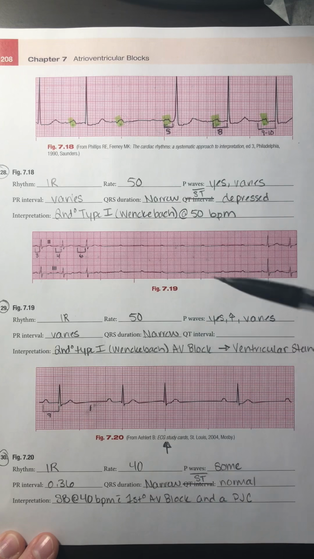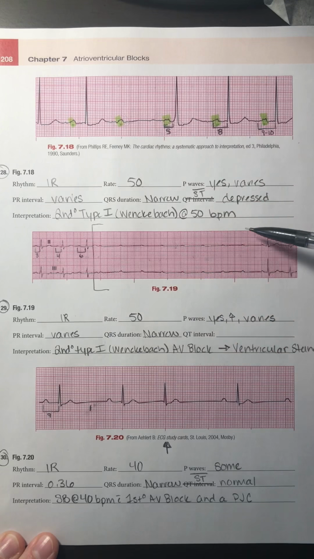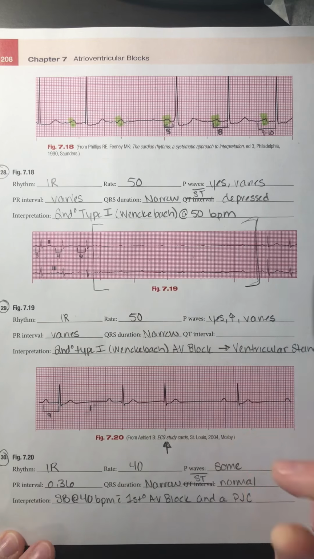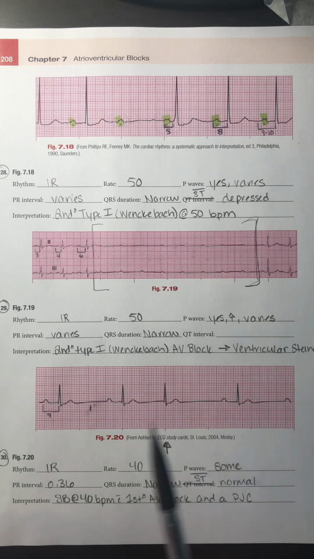It transitions into something called a ventricular standstill. So from here to here, we have no ventricular conduction at all. So we call it a ventricular standstill, meaning my ventricles are just doing nothing. It's a type of asystole, so they will actually not produce a mechanical pulse during that time.